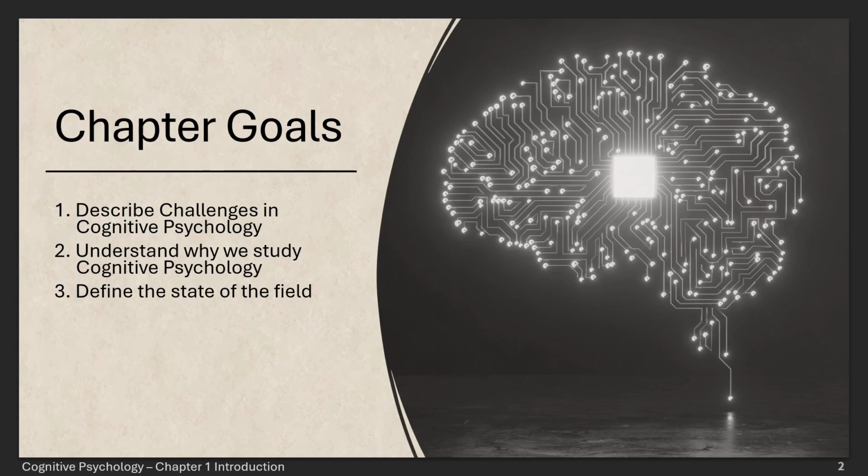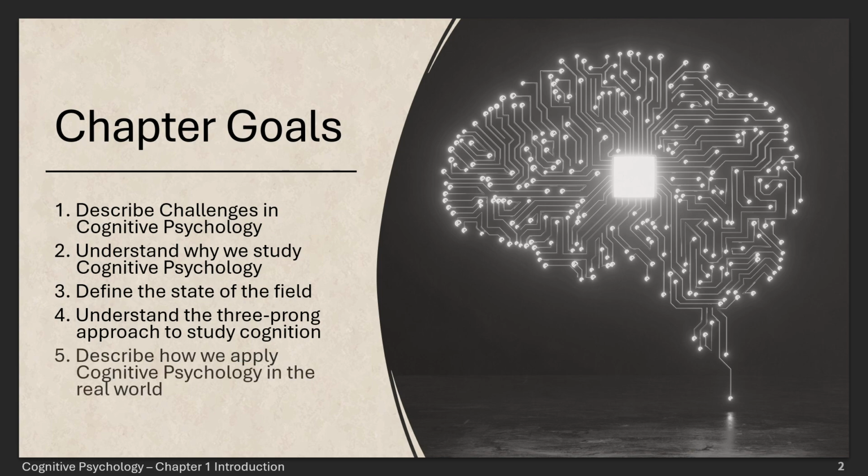We'll also explore the standard three-pronged approach used to study cognition. While cognitive psychology is one prong, we will look at contemporary approaches, specifically neuroscience and computational modeling, to highlight just how interdisciplinary this field really is. Finally, we'll wrap up today by looking at how cognitive psychology applies in the real world, particularly through human factors and solving practical everyday problems. The first major topic we need to cover is the limitations and challenges in cognitive psychology.